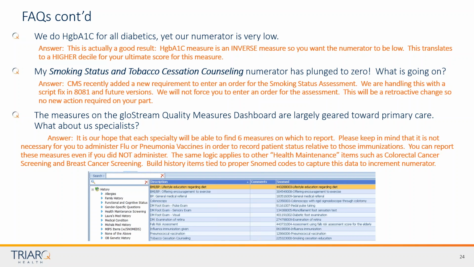If you just can't stomach the 24 that are available on our dashboard, you do still have the option to do claims-based reporting and registry-based reporting. You just wouldn't get those 6 bonus points.